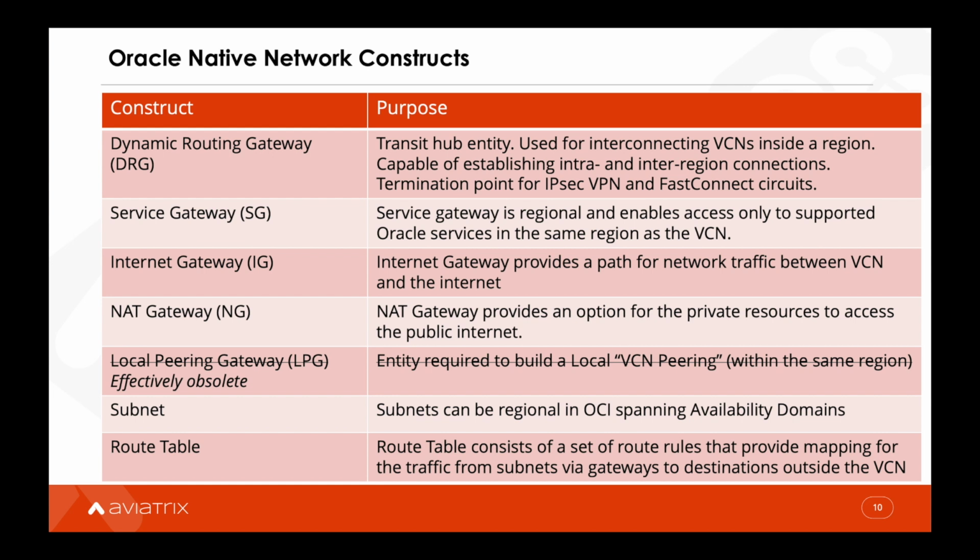Apart from DRG, we have Service Gateway. This is a gateway used to allow your resources in the VCN to access Oracle publicly available PaaS or SaaS services, but using private IPs without actually going out through the public internet. Then we have Internet Gateway and NAT Gateway. Both Internet and NAT gateways are used to access the public internet resources.